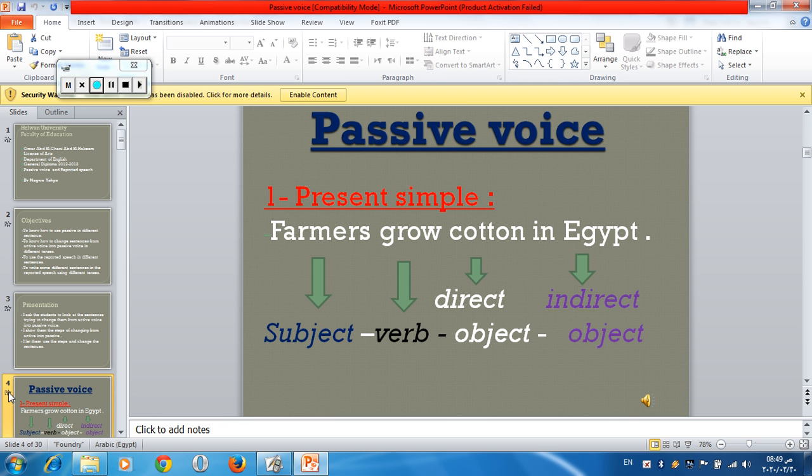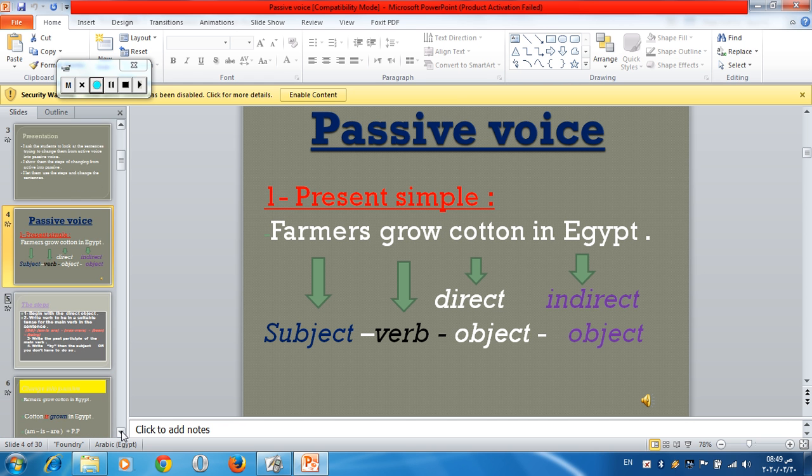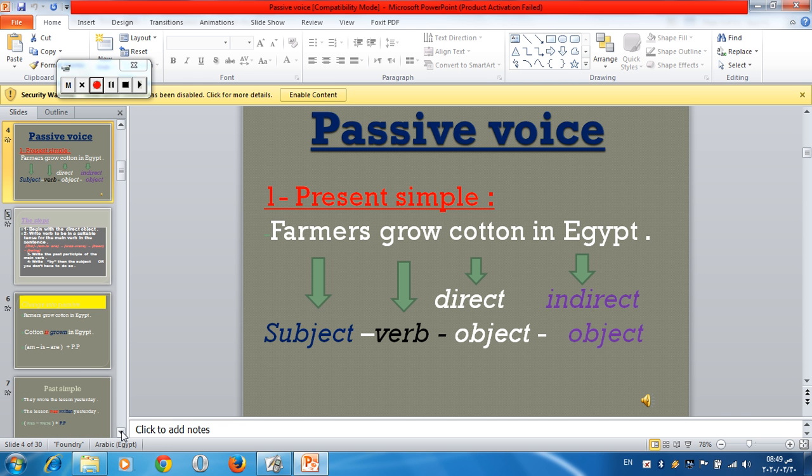The first word, farmers, is the subject. Grow is the second one; it will be the main verb. We have also the word cotton. It's the direct object, and after that, in Egypt, is the indirect object. To change it into passive, of course, you have to follow some steps.